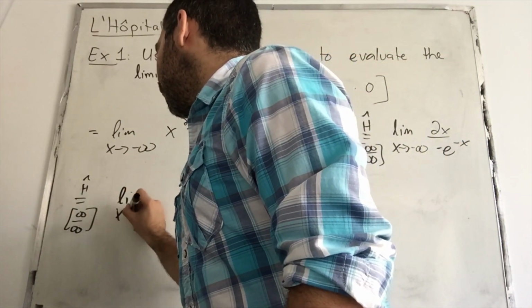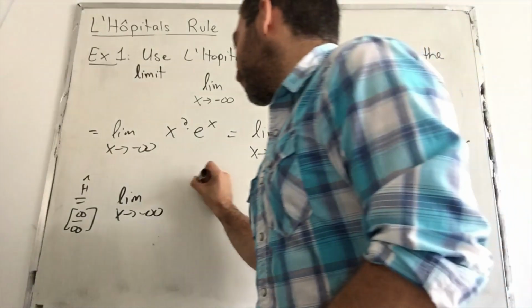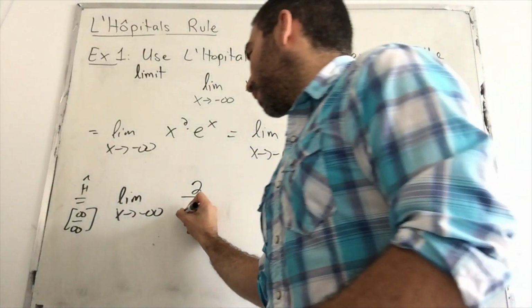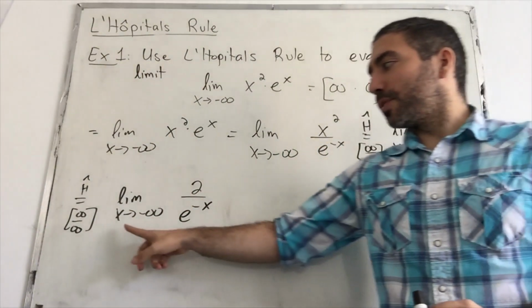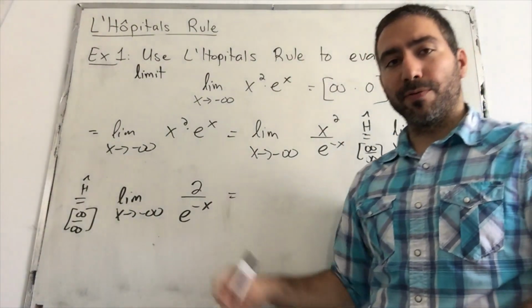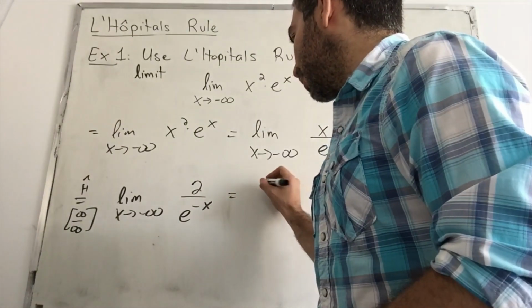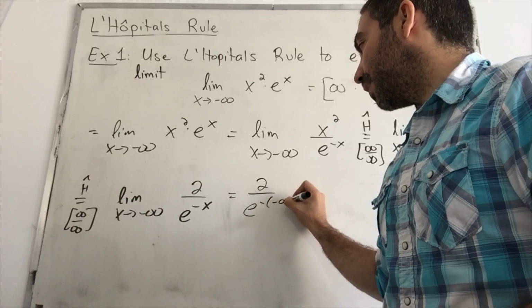Limit as x tends to negative infinity. The derivative of the top is 2, and the derivative of the bottom, negative e to the negative x. Using chain rule, it becomes positive e to the negative x. Okay, substituting the x with negative infinity, we get, so now we won't get an indeterminate form because the numerator is 2. So we get a number. So we're essentially done. We get 2 over e to the negative of negative infinity.